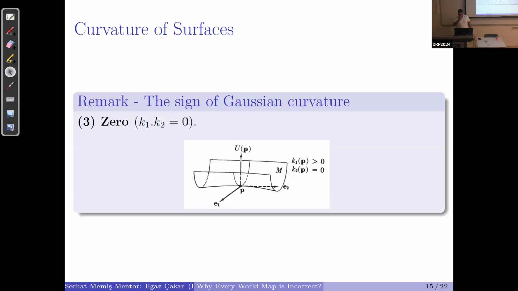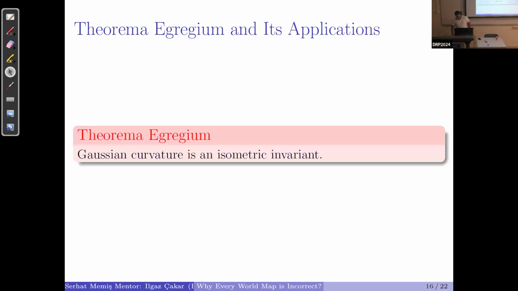So we introduced the main concepts to understand our theorem, to state our theorem. So let's state our theorem. Gauss's theorema egregium. The other name is the remarkable theorem of Gauss. The theorem states that Gaussian curvature is an isometric invariant. In other words, isometries preserve Gaussian curvature.